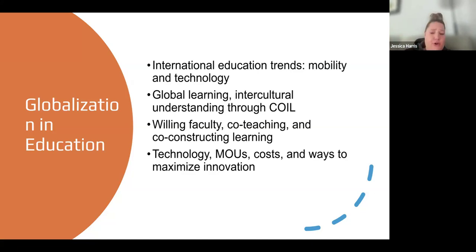Technology, memorandums of agreement, costs, and ways to maximize innovation. Right now, Josh is working with the Netherlands on getting a memorandum of understanding with that institution because we've been doing this for 6 years. So having that partnership with them and having that on paper, just to maximize innovation, things like that. There's a lot of institutions that are going that route and making these collaborations with international partners, with memorandums of agreement and things like that.